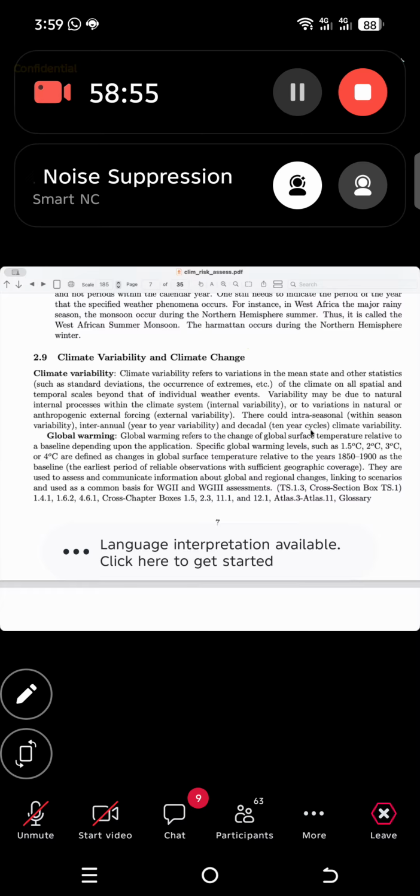Can you give me an example? Yes, I can give you. Carbon dioxide, methane, nitrous oxide, sulfur hexafluoride, hydrofluorocarbons. Very good. It's enough.